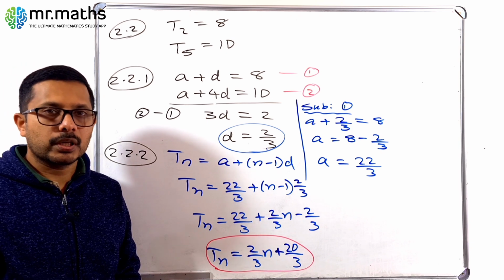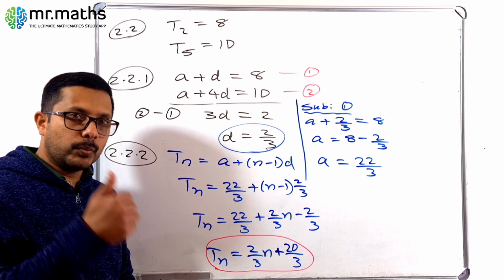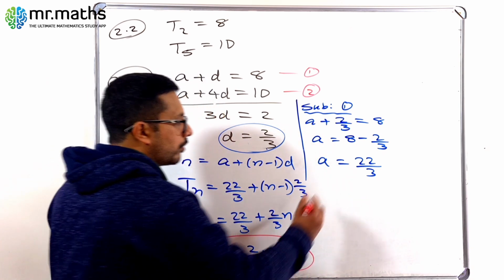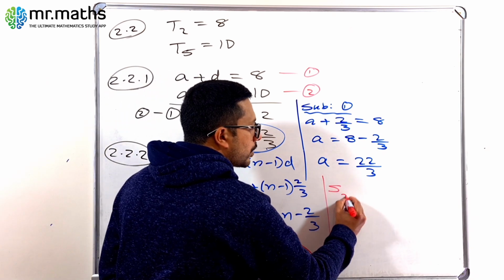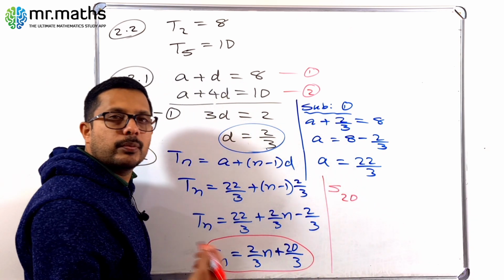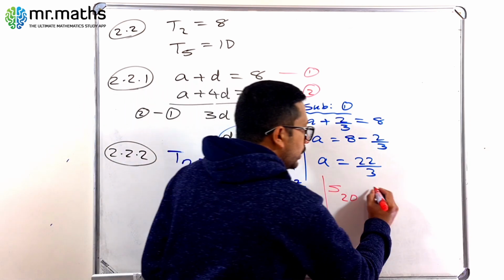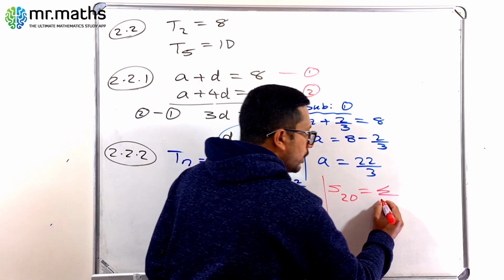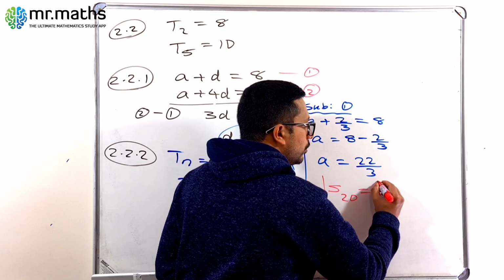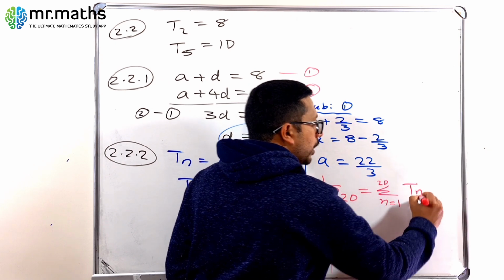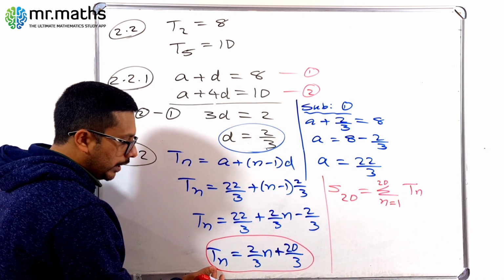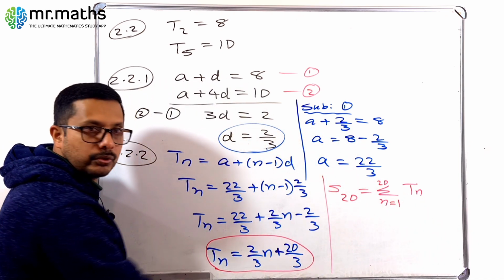So what is our question? Look at the question: find the sum of the first 50 terms in sigma notation. So how can you write the sum of the first 50 terms in sigma notation? Sigma, n is equal to 1 to 50. Here we are supposed to write Tn. Am I right? We already got the Tn. Tn is 2 over 3 n plus 20 over 3.